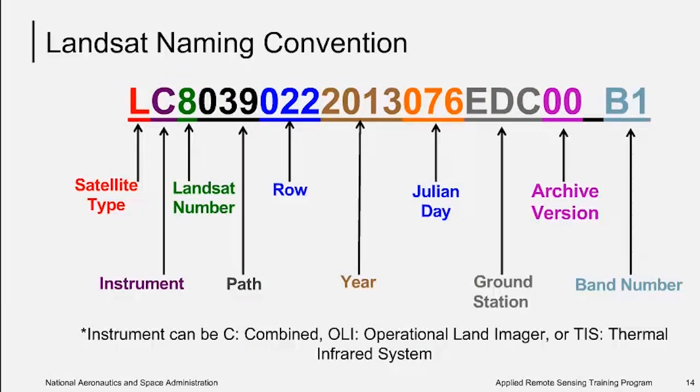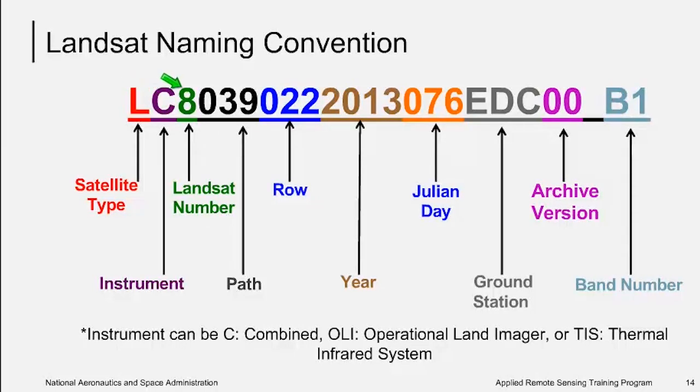It's also useful to understand the Landsat naming convention outlined here. The first letter is the satellite type, indicated with an L for Landsat. The second is the instrument type. In this example, it's a combined optical and thermal product. You could also obtain the OLI that contains all of the visual and near-infrared bands, or the thermal imager, which just contains the thermal bands.